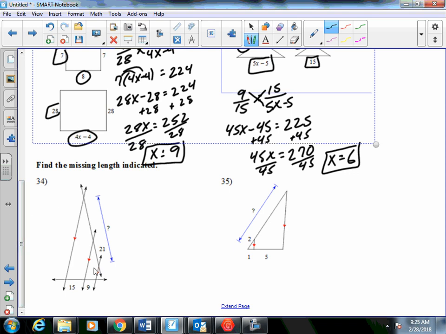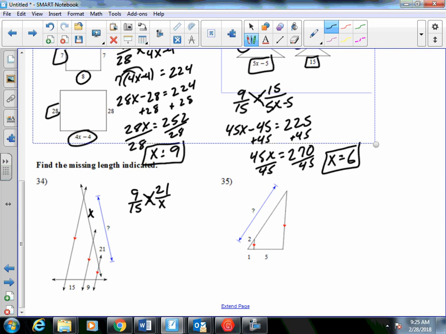All right, so in 34, we've got 3 parallel lines that are being intersected by 2 transversals. So when you have that set up, then those sections that are created by those 3 parallel lines are going to be proportional. So 9 over 15 is going to have to equal 21 over whatever the other section is, which they don't have labeled as anything. I'm going to call it x.